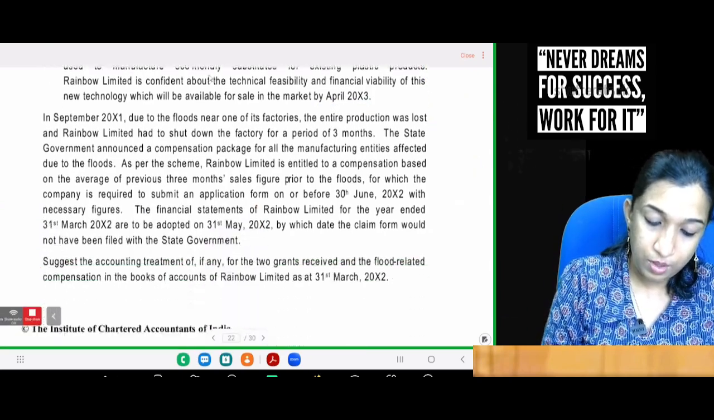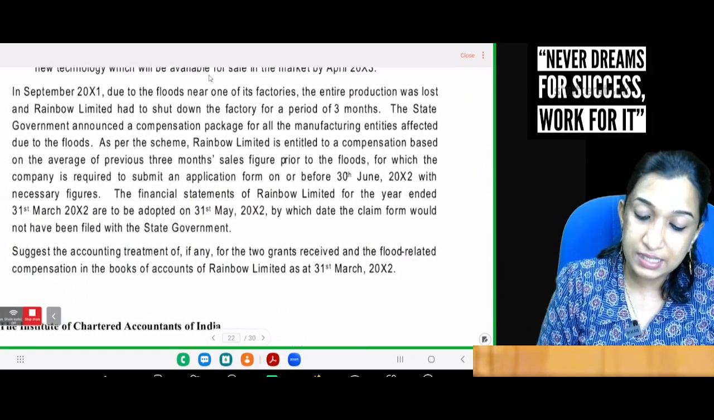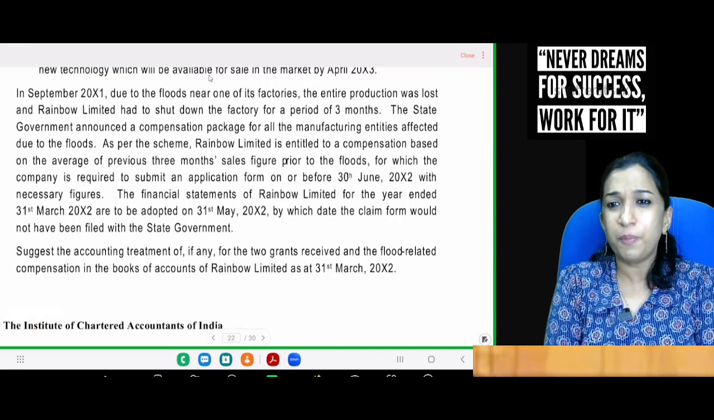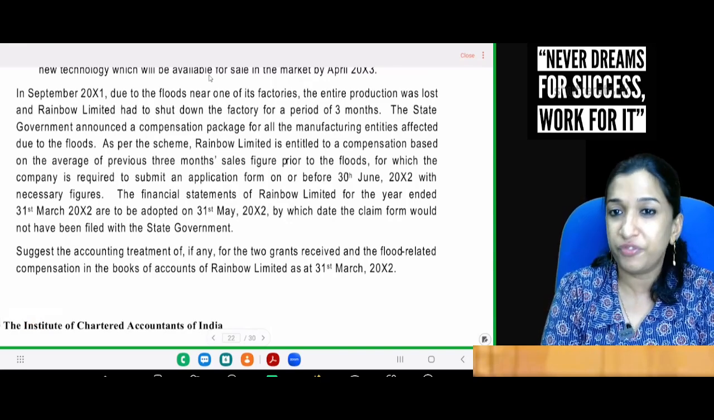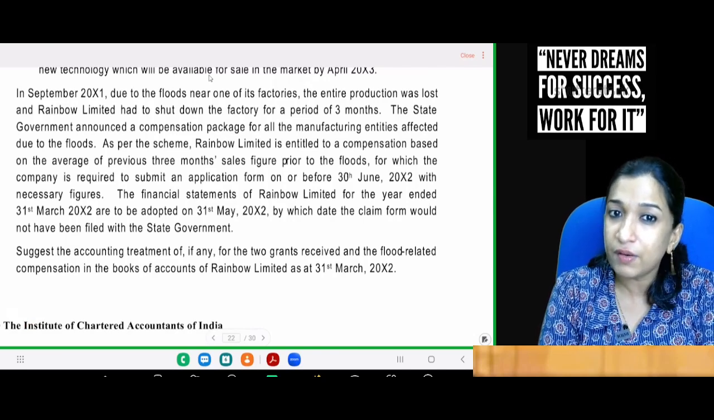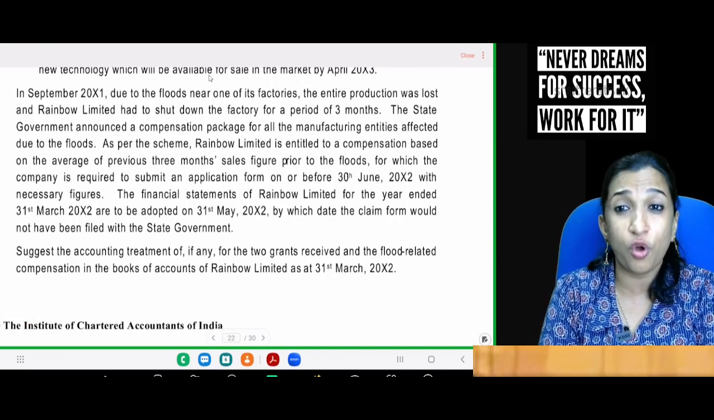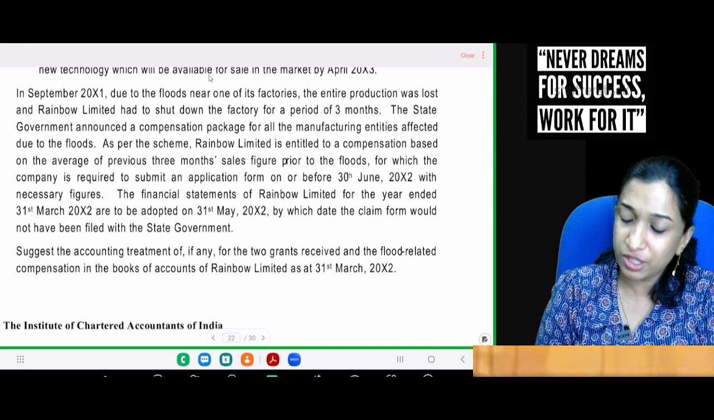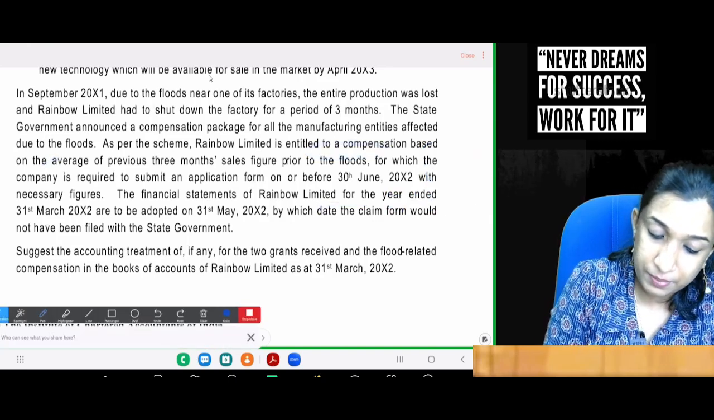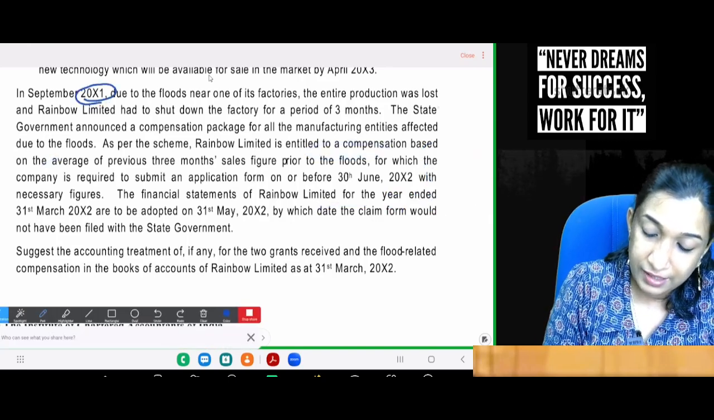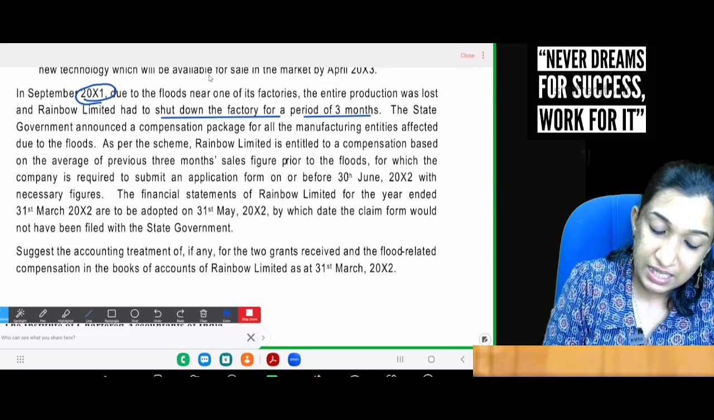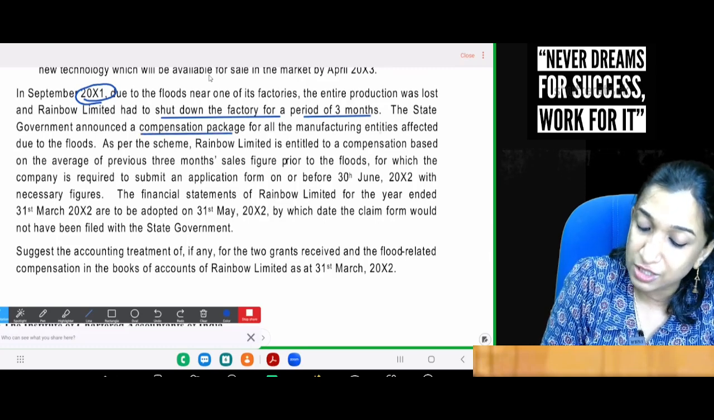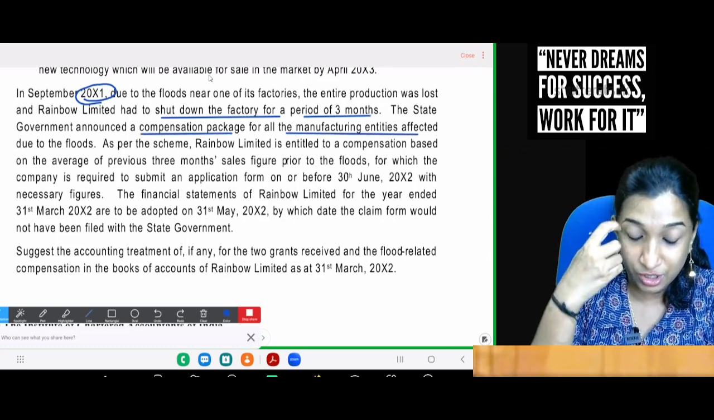Okay. In September, due to floods near one of its factories, the entire production was lost and Rainbow Limited had to shut down the factory for a period of 3 months. The state government announced a compensation package for all manufacturing entities affected due to floods. So in September, there was a flood. The entire production was lost and Rainbow Limited had to shut down the factory for 3 months. The state government announced a compensation package for all manufacturing entities affected due to floods.